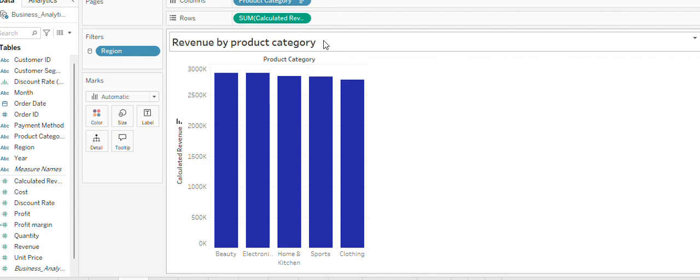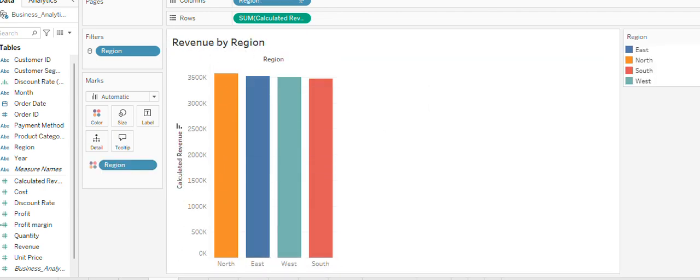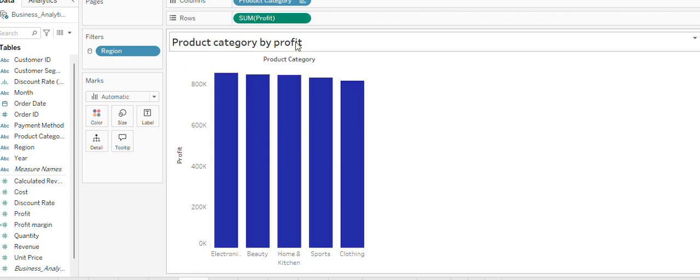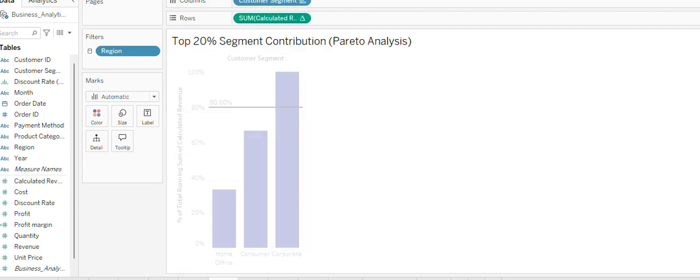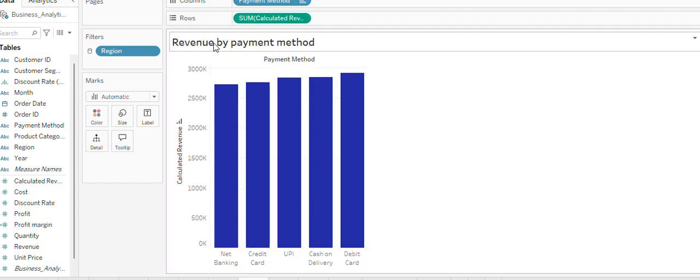We have this one, revenue by product category. We have this one, revenue by region. We have this one, product category by profit. We have this one, the Pareto chart. We have this one, revenue by payment method.